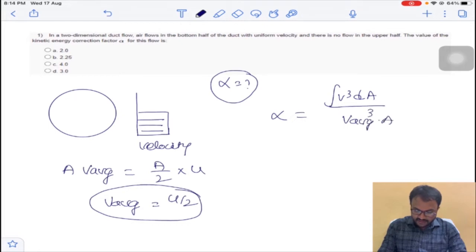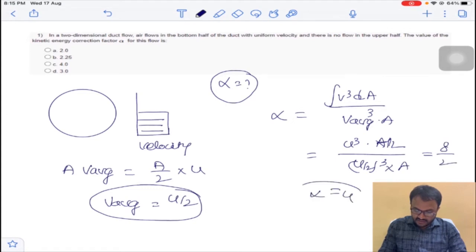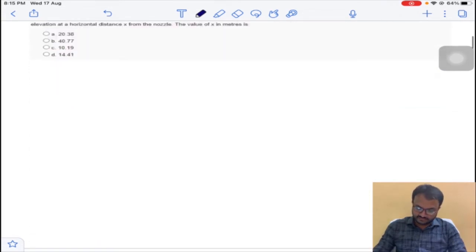So we have a formula for alpha is equal to integral V cube dA divided by V average cube into A. So V is equal to U. So that is U cube into A by 2 divided by U by 2 whole cube into A. So you will get 8 by 2. So alpha is equal to 4 for this question. So question number 1 answer is C.